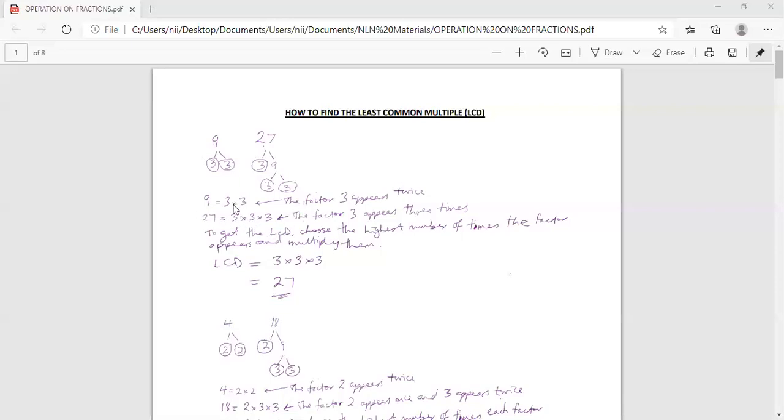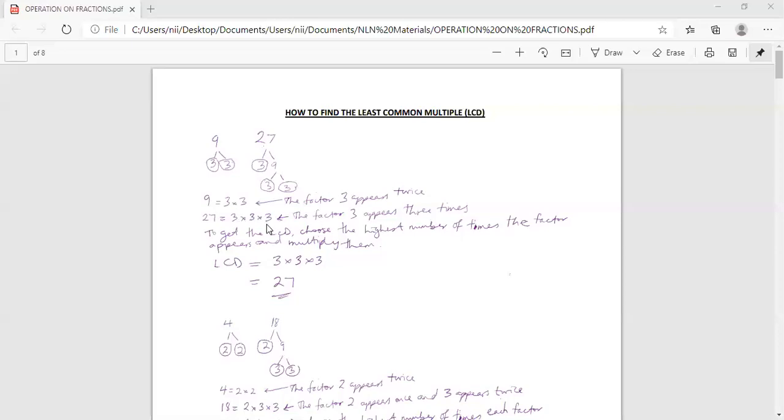So now that you've broken down to the prime factors or the prime factorization of each number, 9 and 27, we want to find the LCD. To get the LCD, choose the highest number of times that the factor appears in each factorization, and then you're going to multiply them. All right, so that's the statement I have here. So let's go back. 9 is equal to 3 times 3. The factor 3 appears twice here. What about 27? The factor 3 appears 3 times. 1, 2, 3 here. All right.